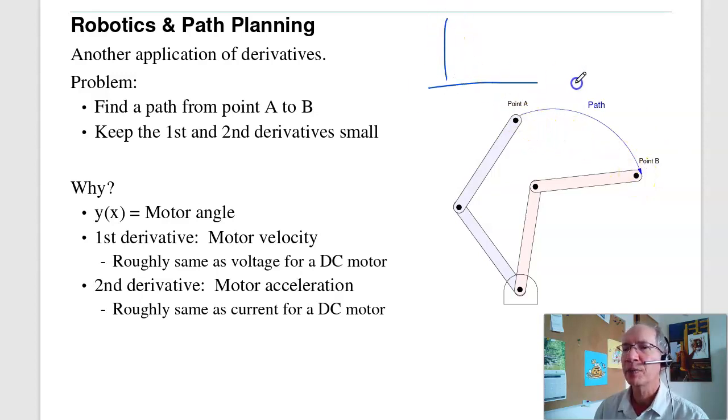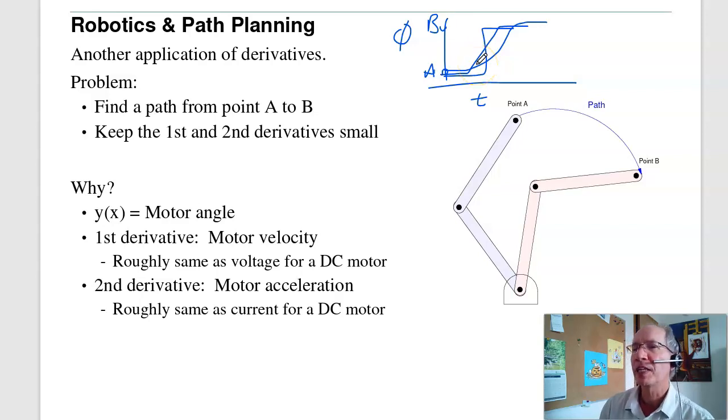If I plot it versus time, so here's time, here's your angle. If I start out right here at point A, I wind up at point B. There's a couple ways of doing it. I could do it this way, I could do it this way, that way. Many different paths I could follow. That's called path planning. How do I analyze those paths? Which one's better? Well, one way to do that is to use the derivative.